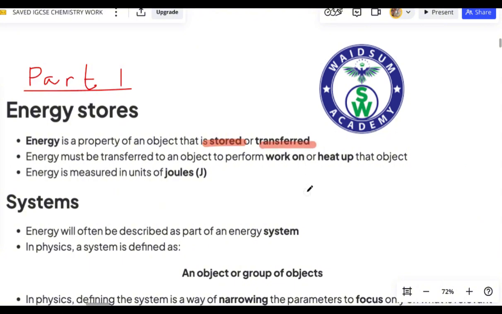Now, energy must be transferred to an object to perform work. Anytime we want to do work, we must transfer energy to the object. When you climb a staircase, work is done, so energy must have been used up. Energy must have been transferred in doing work. Energy is also used to heat up things, thermal energy. Energy must be converted or transferred to objects in order for work to be done. The SI unit of energy is joules.